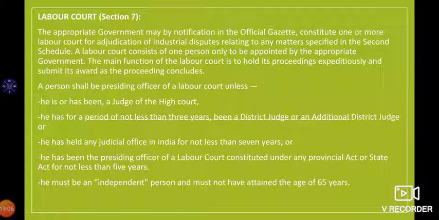For at least, he should be a judge of additional district judge for at least 3 years. He has held any judicial office in India for not less than 7 years. So if he is a judicial officer lower than that, he should be for at least 7 years. He has been the presiding officer of a labor court constituted under any provincial act or state act for not less than 5 years. So if he is a presiding officer of a labor court, that should be for at least 5 years. He must be an independent person and must not have attained the age of 65 years. So the age limit is 65 years.